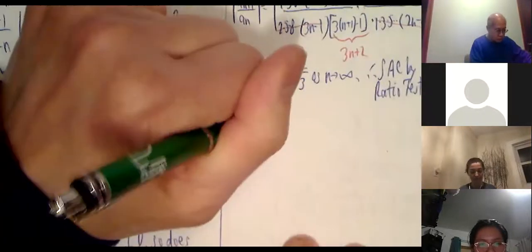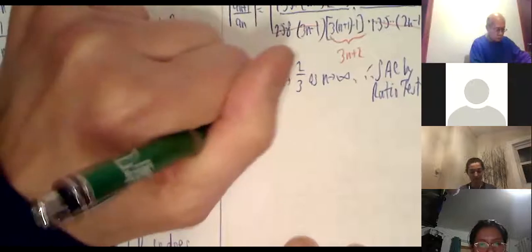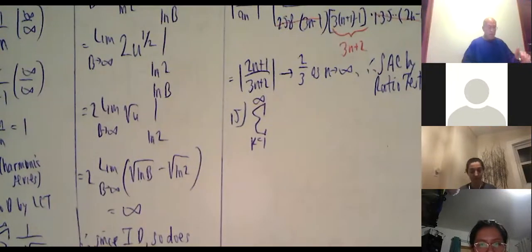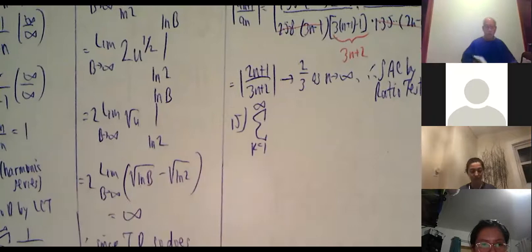Summation, k equals 1 to infinity. Doesn't matter if you index with k or n or i or whatever, same thing. 2 to the k minus 1.